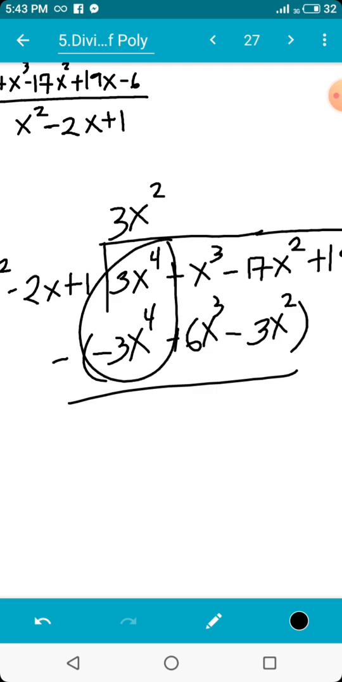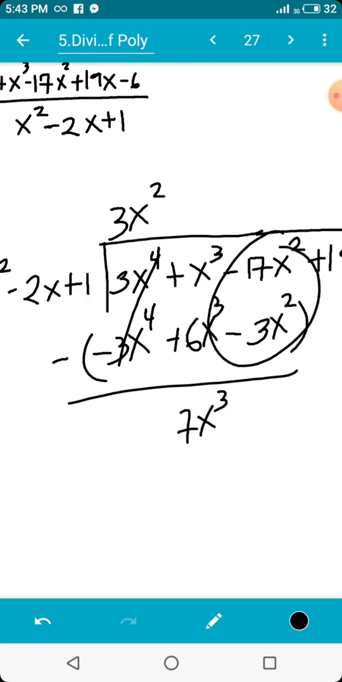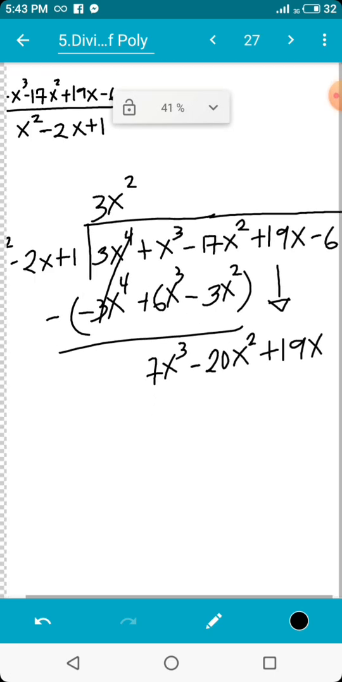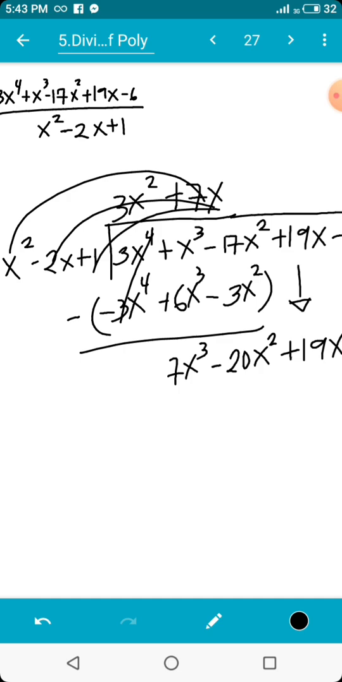So, we have here positive and negative 3x raised to 4, so canceled. And then we have positive x cubed and positive 6x cubed, so we have 7x cubed. And then we have negative 17x squared at negative 3x squared, so you have negative 20x squared. Okay? And then, baba natin yung ating 19, positive 19x. So, magdi-divide ulit tayo. So, 7x cubed divided by x squared. So, we have positive 7x. Okay? And then, i-multiply natin sa lahat ng terms ng divisor.